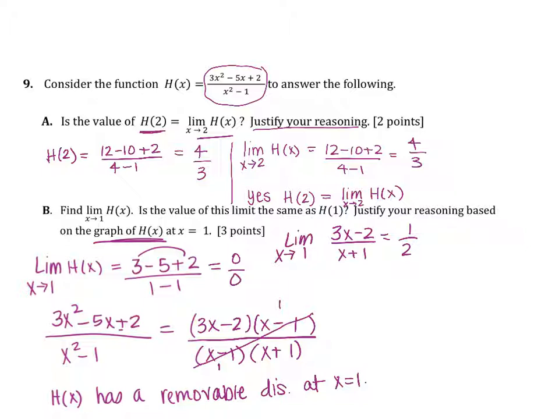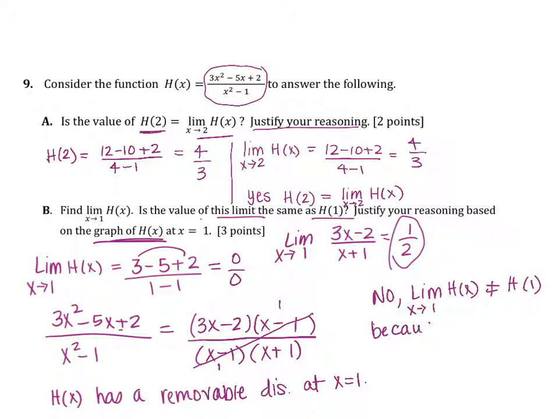So now we're going to take this and we can justify here that the limit as x approaches 1 from the left is equal to the limit as x approaches 1 from the right. And also notice it's saying, is the limit the same as h at 1? And the answer there for sure is going to be no. Let's say that the limit as x approaches 1 of our function h of x, you don't have to rewrite all of that, does not equal h at 1. And the because is that removable discontinuity.